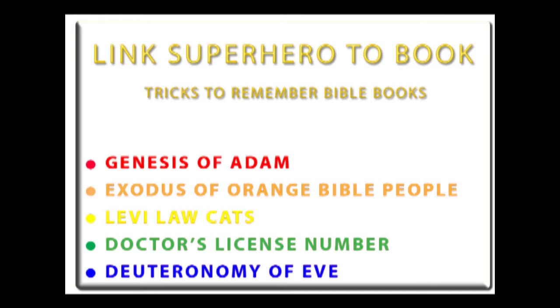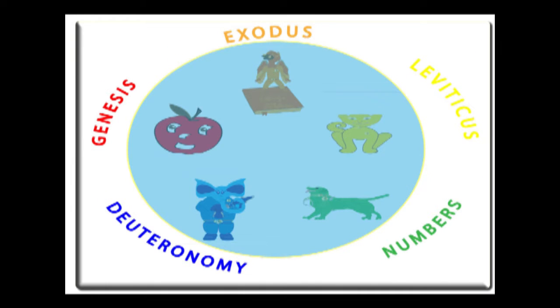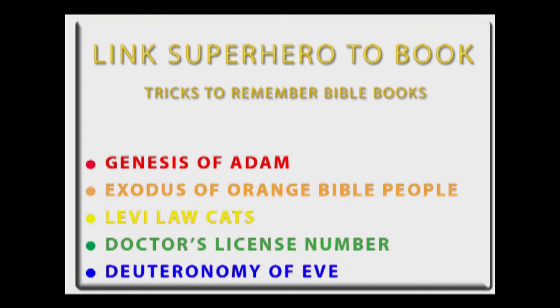Now let's take a look at the fourth book of the Old Testament, the book of Numbers. We see the next link as Doctor's License Number. The Doctor is the fourth superhero, and as you know, doctors have to have a license number, so you can link the two ideas together to remember that doctor's license number would indicate that the book of Numbers is the fourth book of the Old Testament.